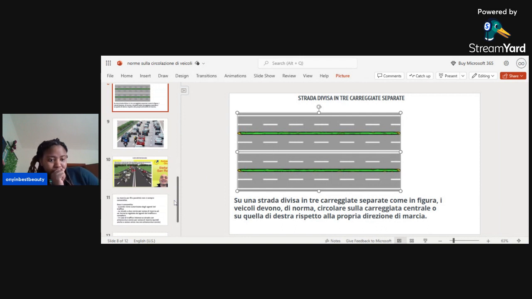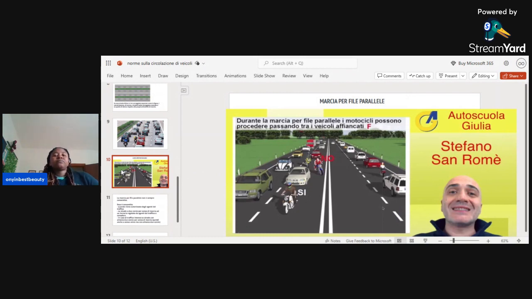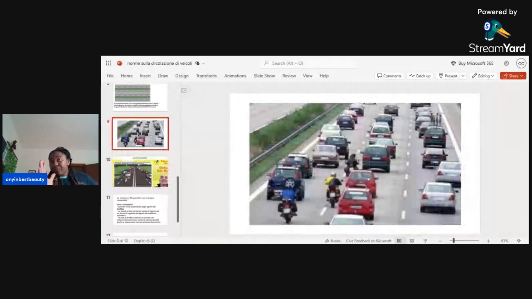Let's see. Okay, marcia per file parallele. File parallele. So all the while I've been saying file parallele, this is file parallele. For example, these are 3 lanes, right? Normally, they are not supposed to be going this way. This can happen if there's intenso traffico. Or maybe at a junction where they're regulated by agente di traffico, or where they're regulated by semaforo. This can then happen. But aside from that, you cannot see vehicles going like this normally.